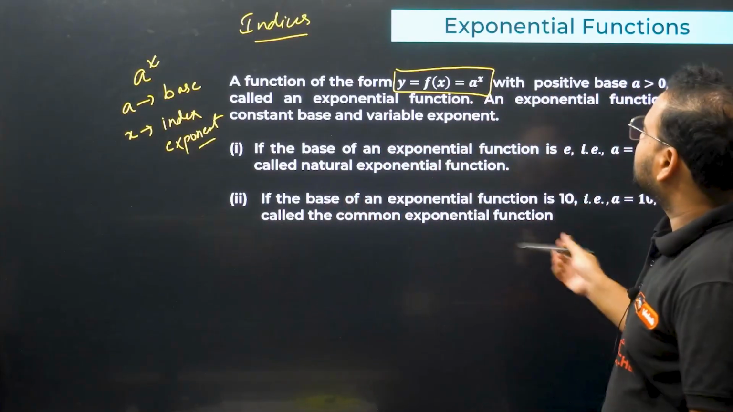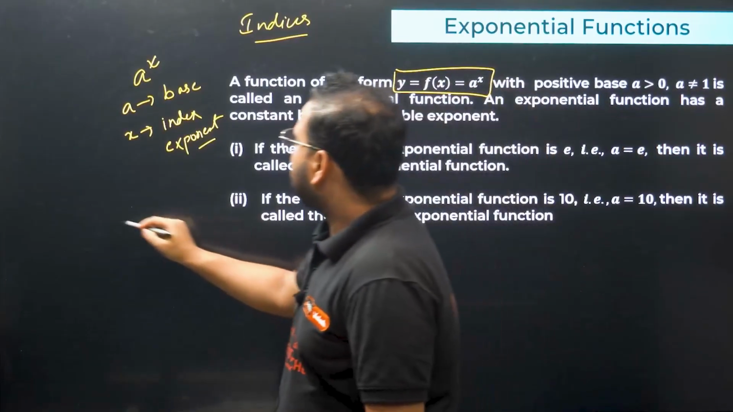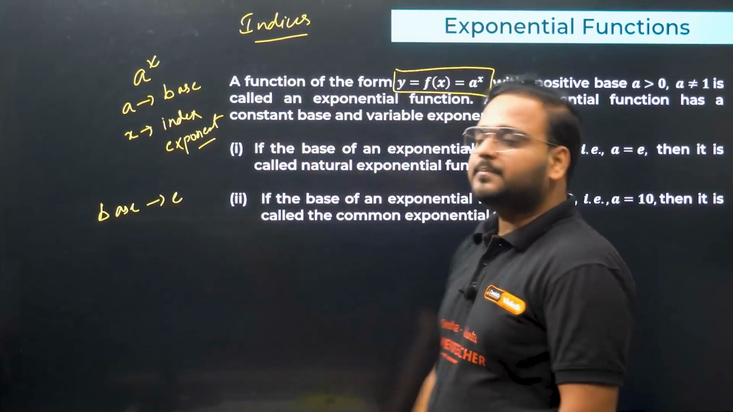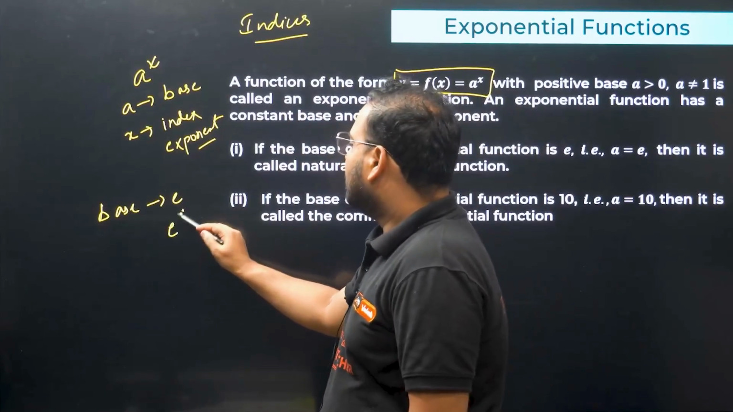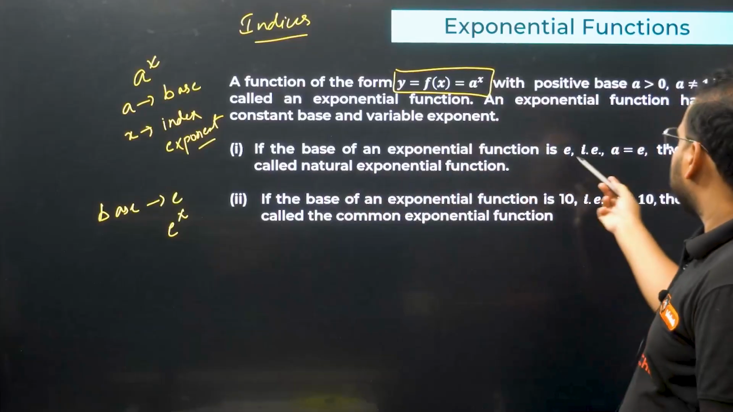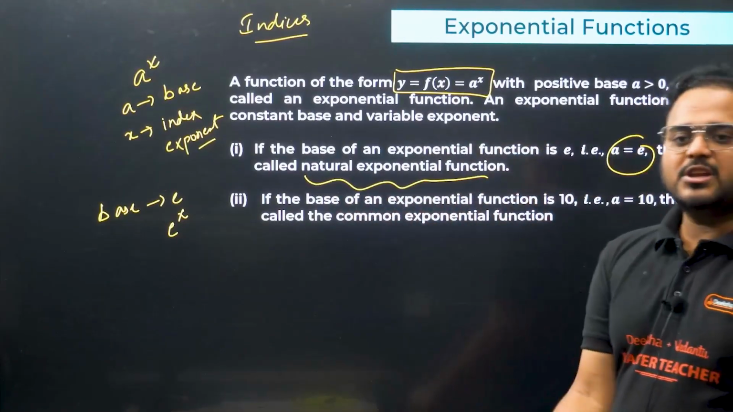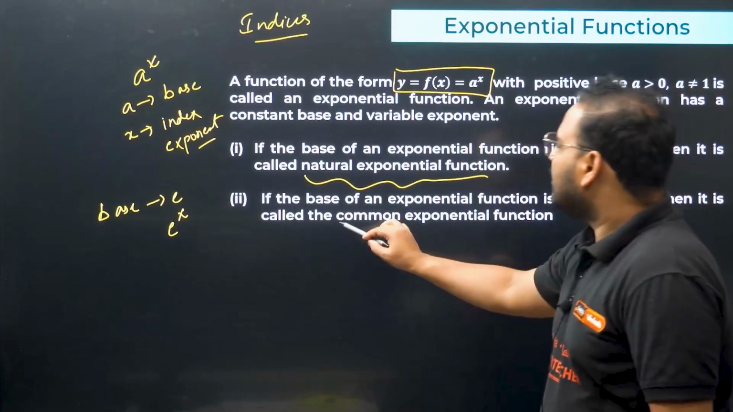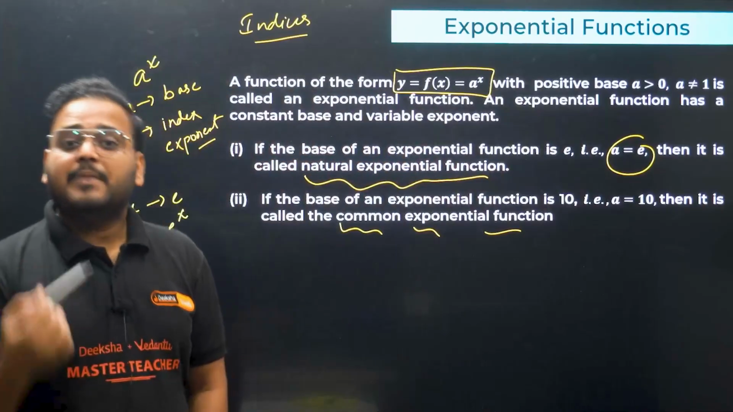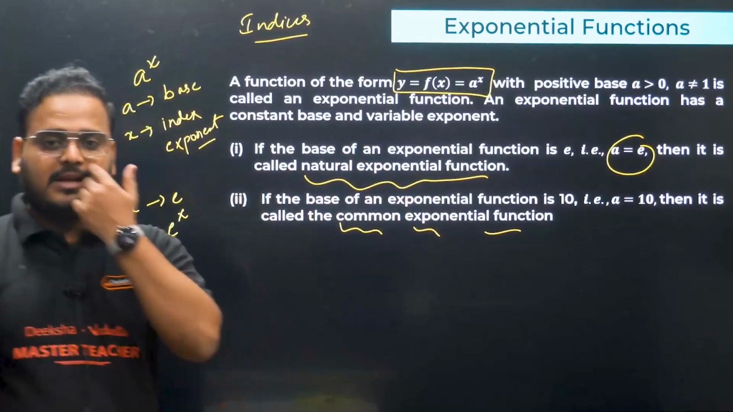Okay. Great. So whenever this base is unique, unique means it can be e. Whenever this base is always e, then we call this e power x or natural exponent. The base is e power x. So if the base of the exponential function is e, that is a equal to e, then it is called natural exponential function. Otherwise we'll call it simply common exponential function. If the base is anything other than e, it's called common exponential function. Otherwise it is called natural exponential function.